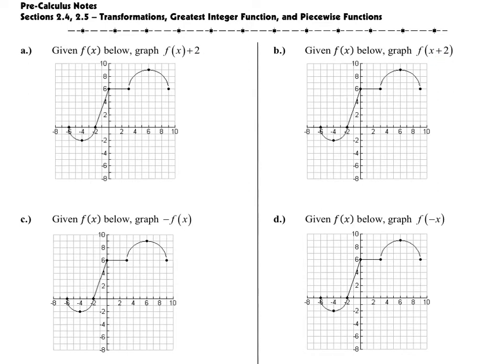Our first one, because that +2 is outside of the function, is going to be a vertical shift. That means that we're going to move the graph either up or down. Now, vertical shifts are pretty easy to do because you don't have to do much thinking on it. You can just read it straight from the graph. So in this case, that +2 says that we are going to move all the y values up 2.